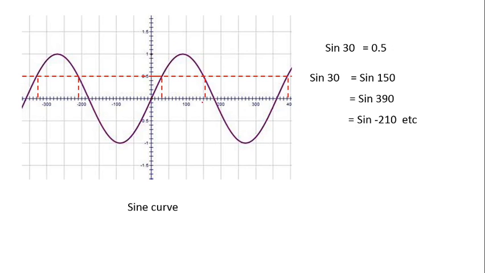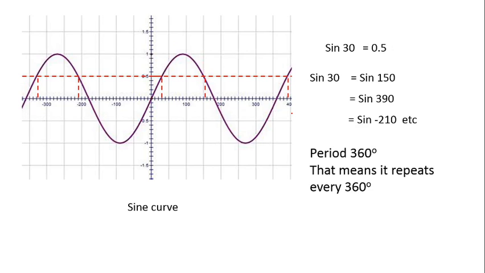And I can, in fact, once I've found these two initial values, because in your calculator, when you put in inverse sine of something, it only gives you values between 90 and minus 90, you can just add or take away 360 from these two values, and it will give you all the other values, because it repeats every 360 degrees. Okay, the period is 360.